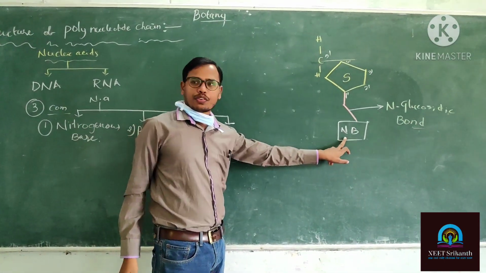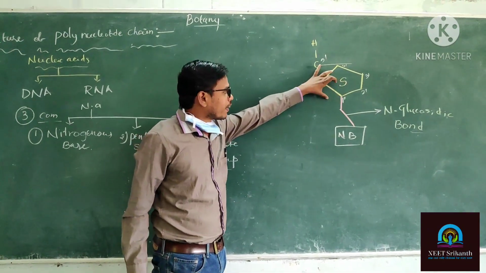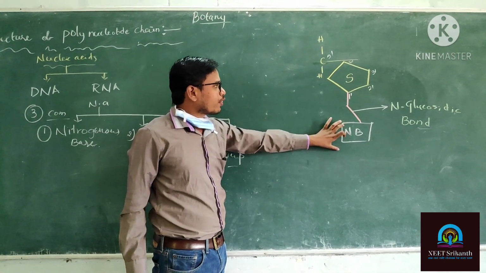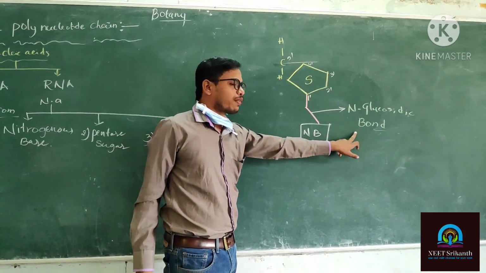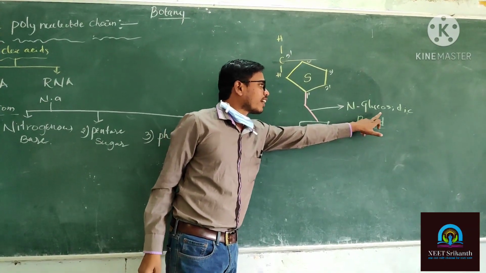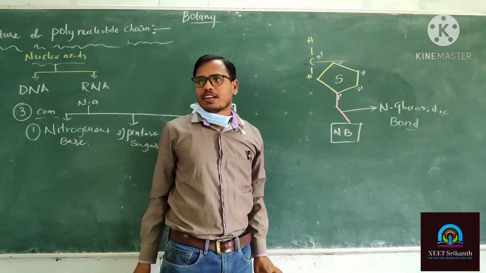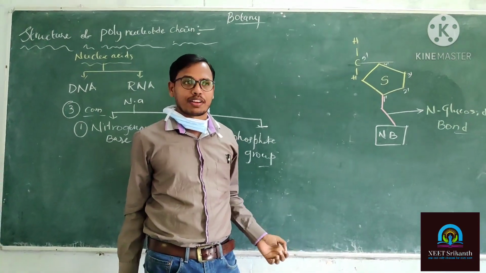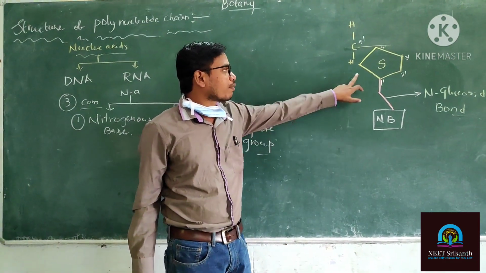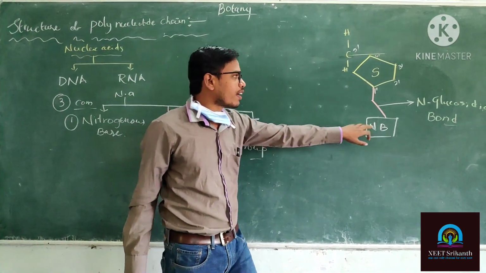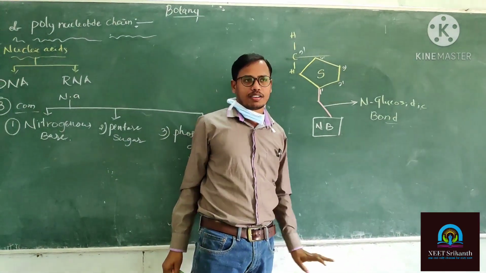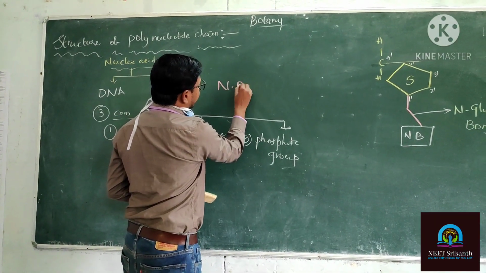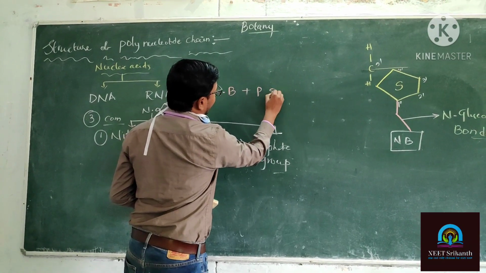You can observe the nitrogen base and pentose sugar. The pentose sugar has a bond with the nitrogen base. Between the nitrogen base and pentose sugar, what bond is there? The bond name is N-glycosidic bond. This is very important in the NEET examination. What is the bond between the pentose sugar and nitrogen base? N-glycosidic bond.